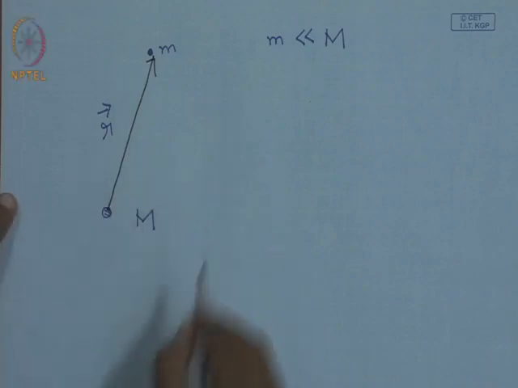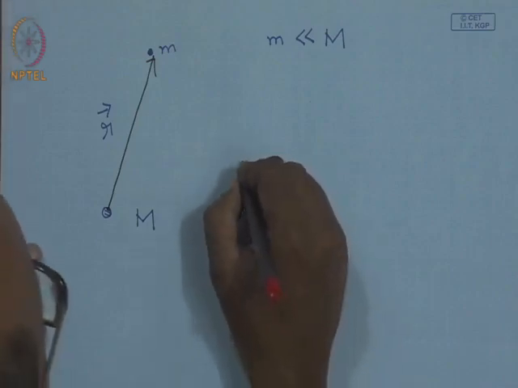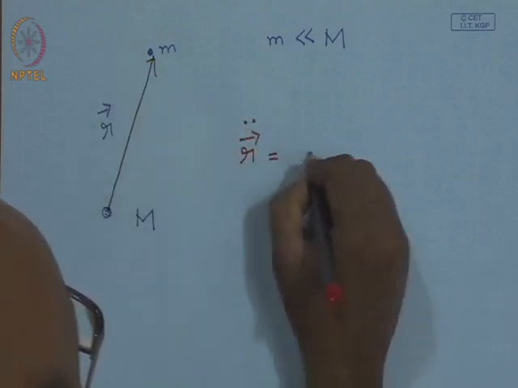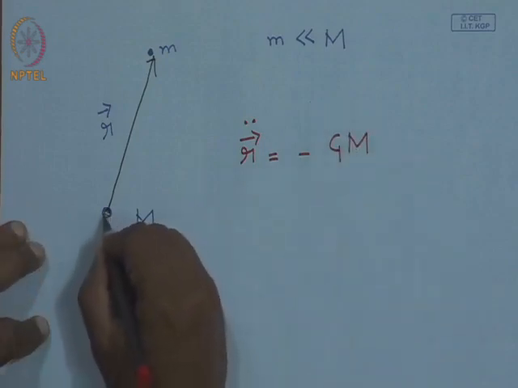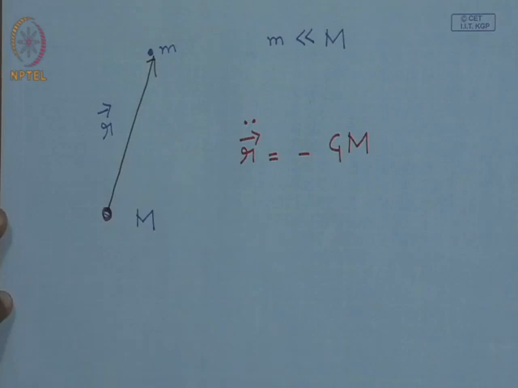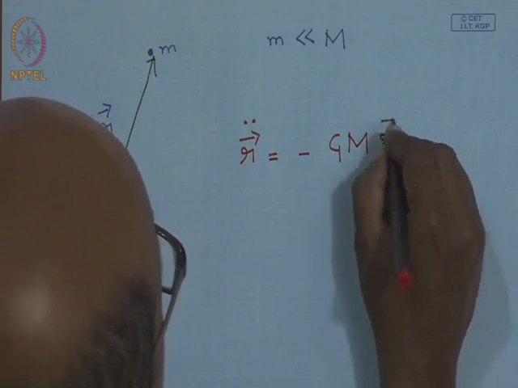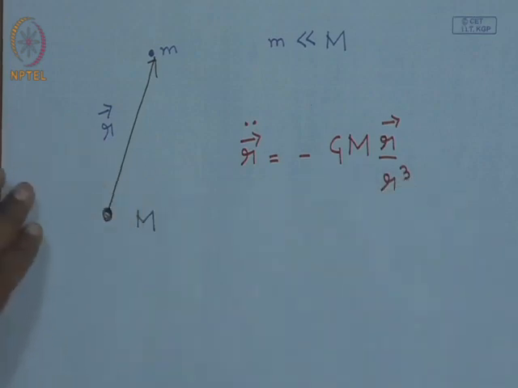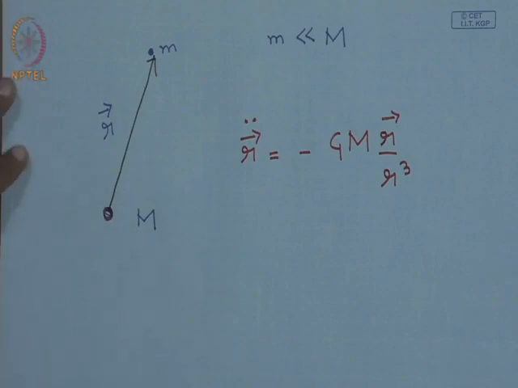Under this assumption, the equation of motion of the test particle, which we have already discussed, let me remind you again, is r double dot, the acceleration of the test particle, is equal to minus G M, where M is the mass of the object that is exerting the gravitational force, minus G M by r square, and I write it as the vector r by r cube. So, this is the 1 by r square law. So, this is the motion of a test particle around a very massive gravitating object.